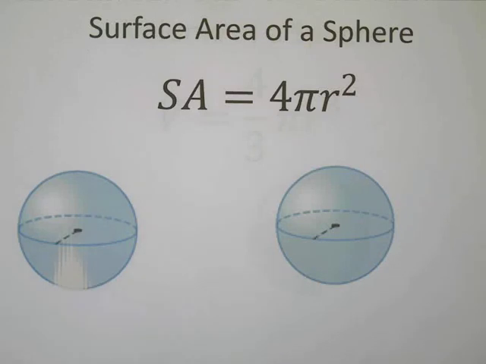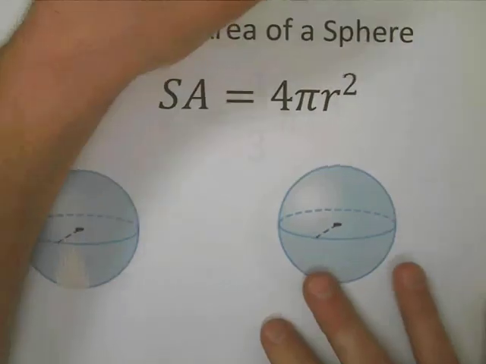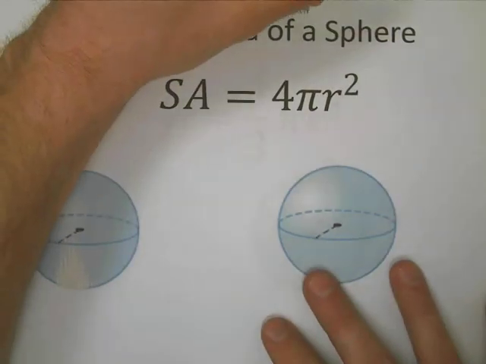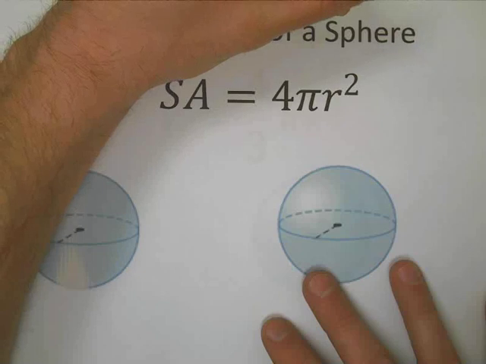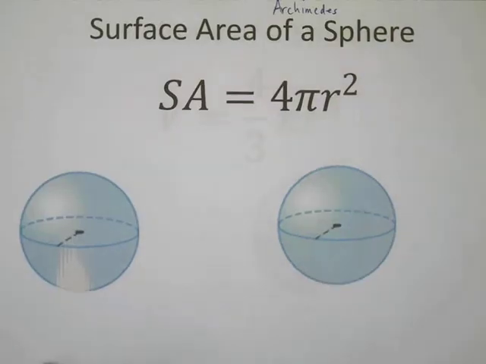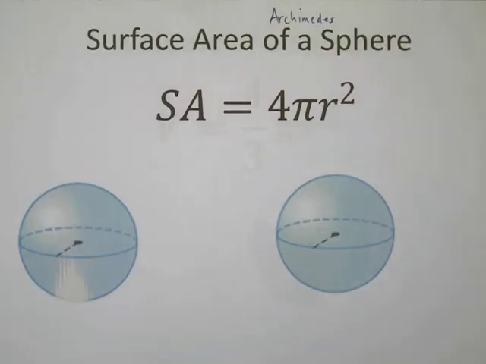But if you go look up Archimedes, and how he found the surface area and volume of the sphere, it's actually a pretty cool little backstory and a pretty cool explanation for how it happens. And I might do that in class, but I'm not going to do that in this video. Really what we want to do is just be able to utilize this formula.